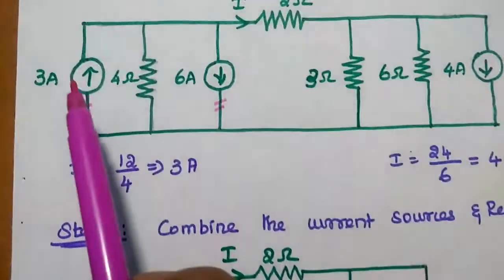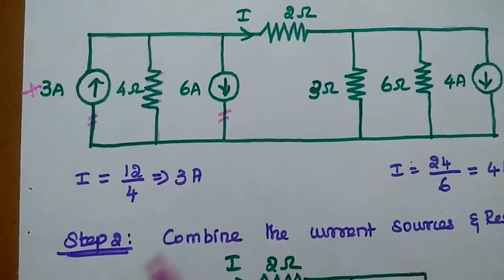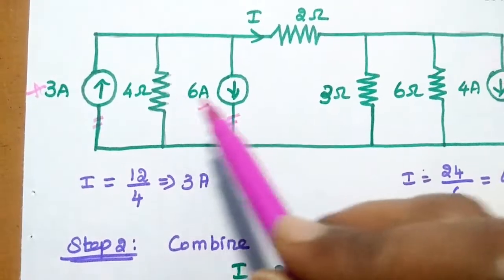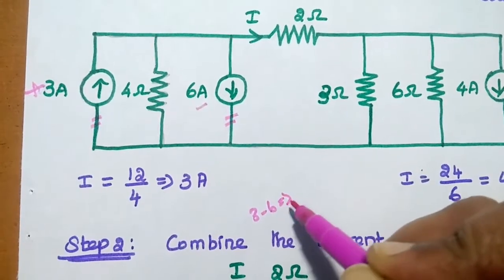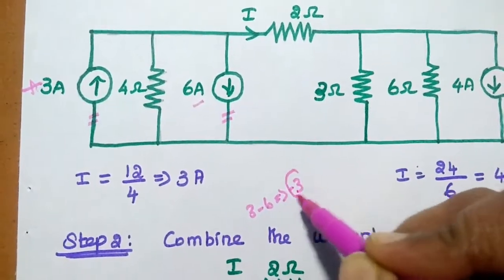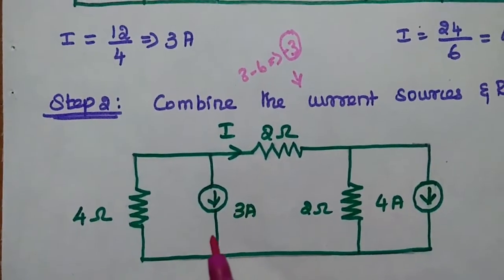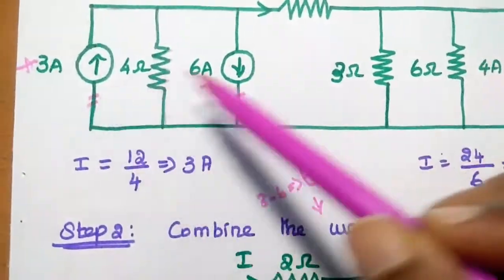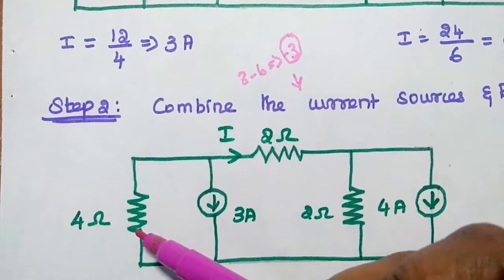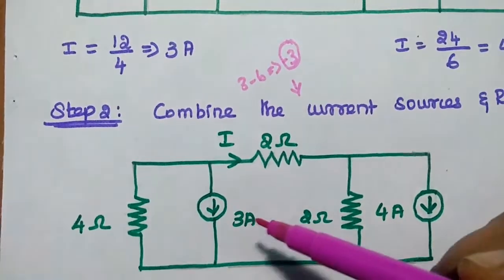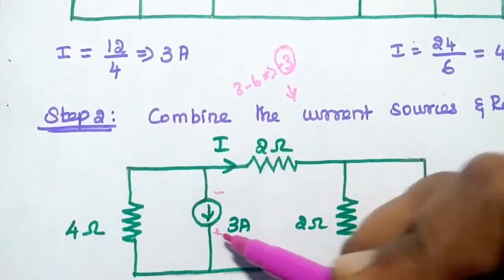So here we can get 3 amps in the upward direction. That means it is the plus. Correct? Here it is minus. So 3 minus 6 is equal to minus 3. Minus 3 represents the downwards direction. So we can replace this parallel current sources like this. So 4 ohm resistor in parallel with the current source, 3 amps. This arrow mark indicates negative is there and positive is here.